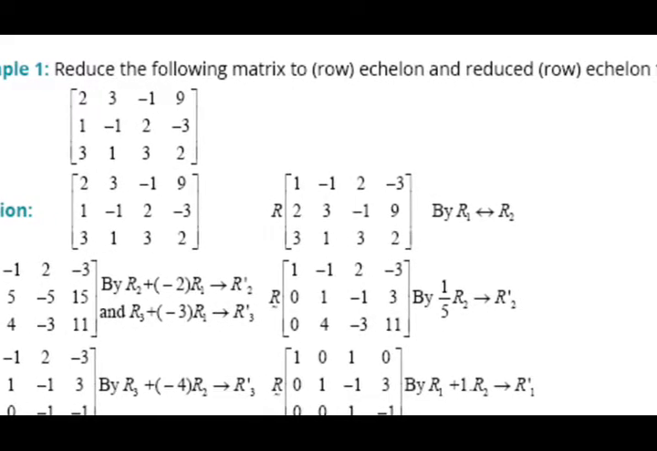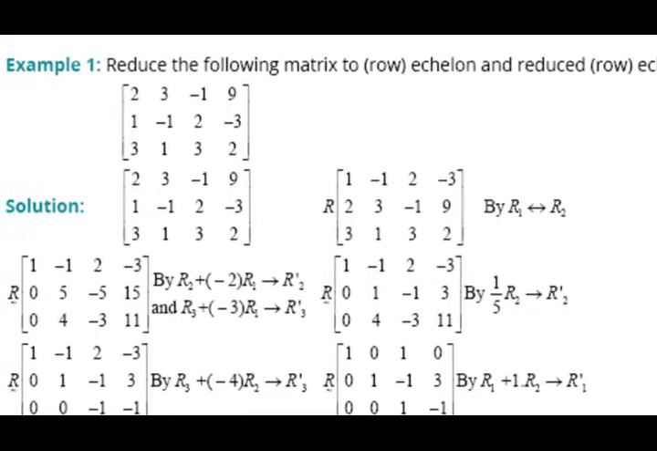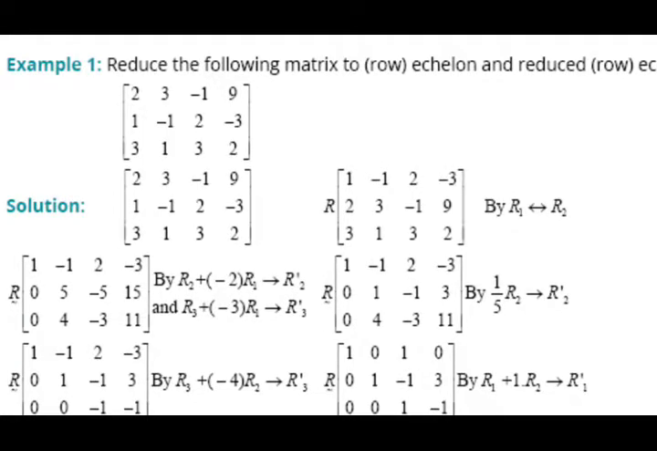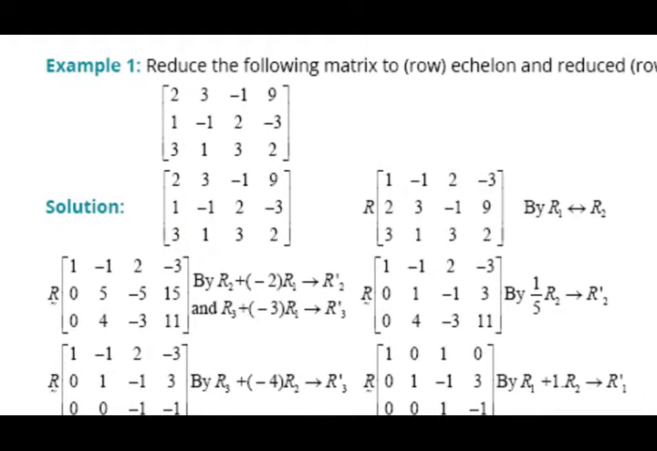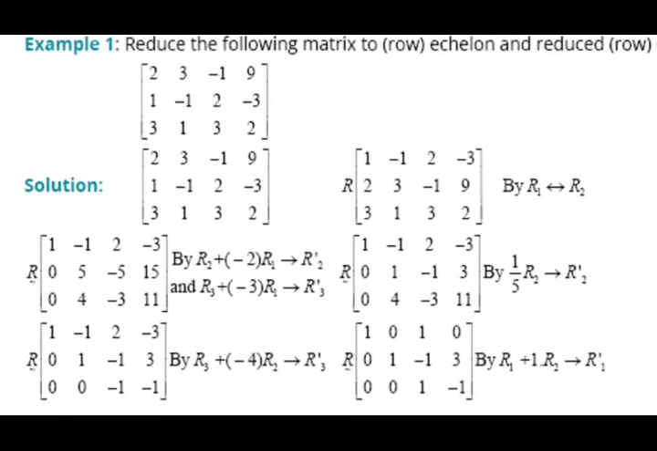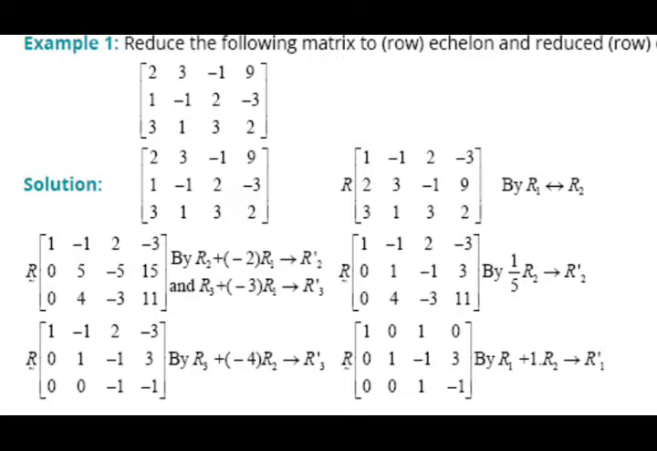Reduce the following matrix to row echelon and reduced echelon form. Here we have an augmented matrix, and the process to make it reduced echelon and echelon form. First of all, at the first position we make the number 1. Either we divide it or replace it with another number by interchanging two rows. Here we interchange R1 with R2, we change R1 by R2 here.